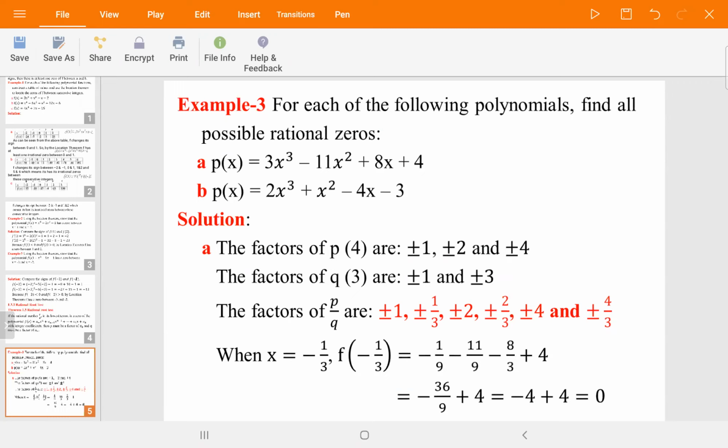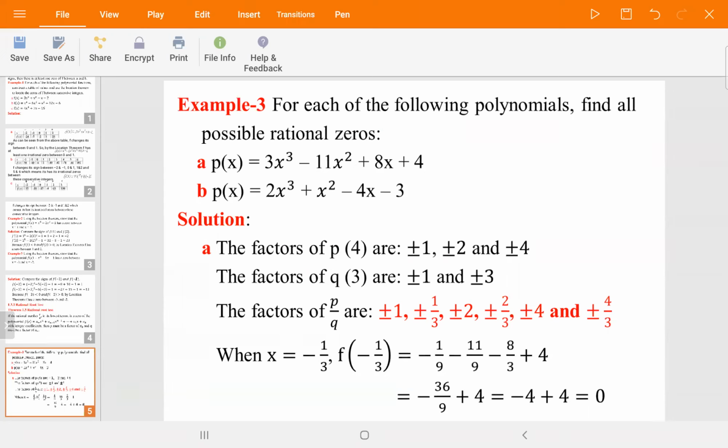So for this purpose, because the constant term is represented by p, list the factors of p. The factors of p, in this context, it is 4, and list the factors of 4. They are plus or minus 1, plus or minus 2, and plus or minus 4. And the leading coefficient is 3, so it is represented by Q, and list the factors of Q. They are plus or minus 1 and plus or minus 3.